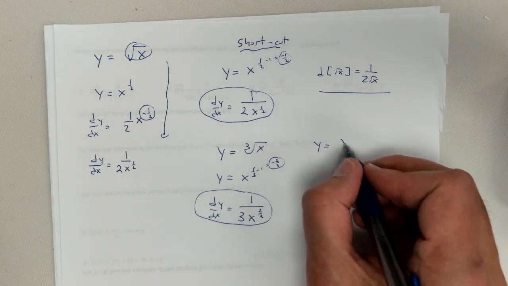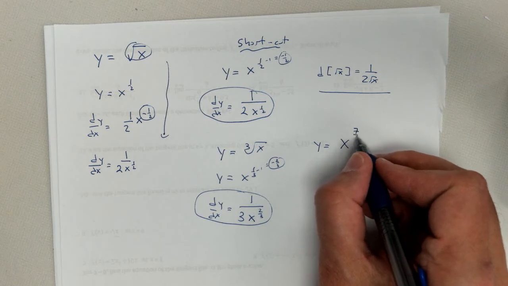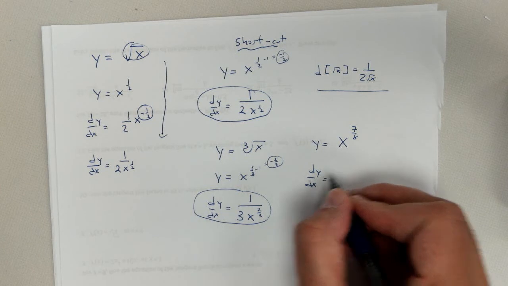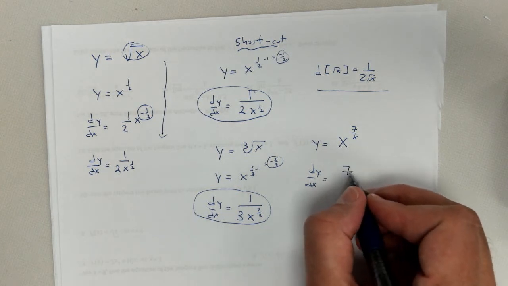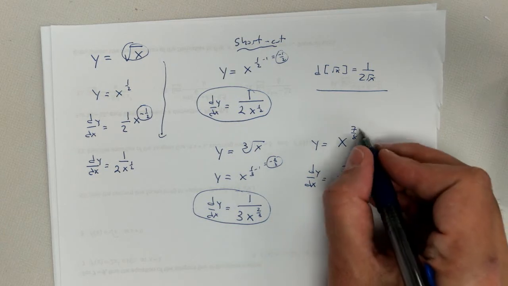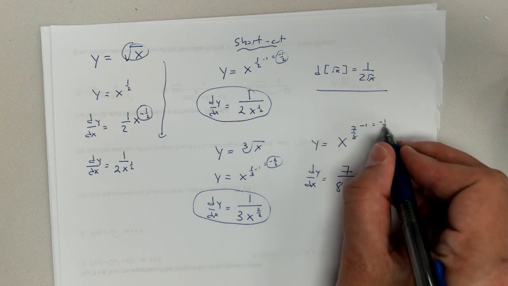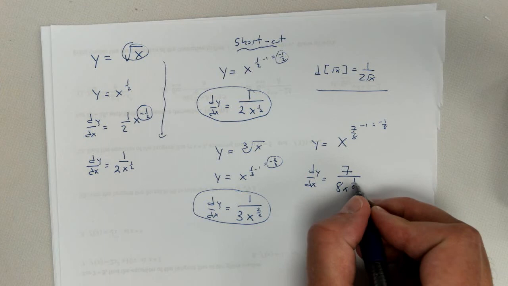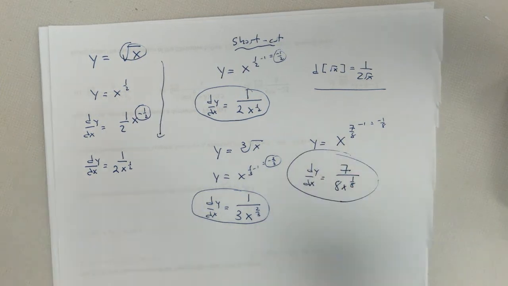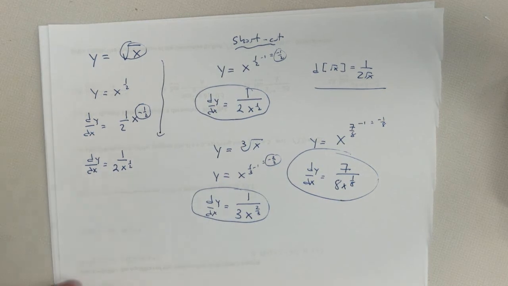What about x to the 7/8? Well, the derivative, dy dx, if I drop my power, I'm going to get 7 over 8. And if I subtract 1, I get negative 1/8. That 1/8 goes on the bottom. The power goes on the bottom there. And there we have our derivative. Much quicker way to do that.